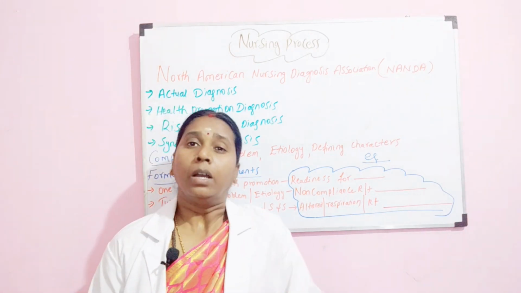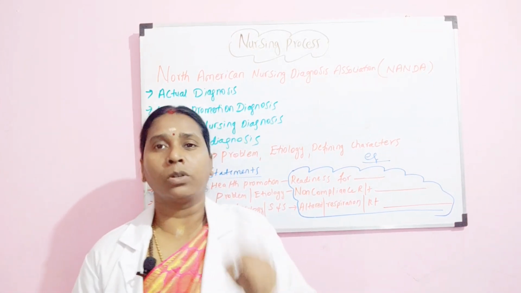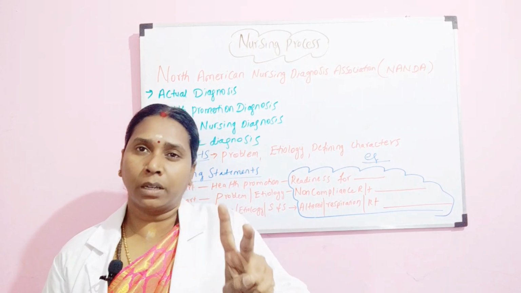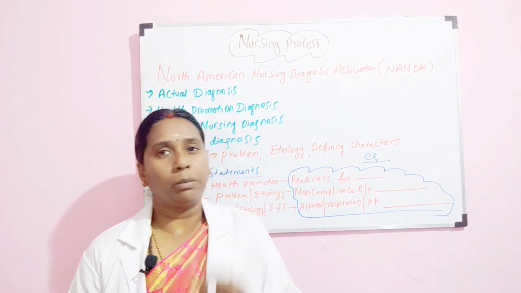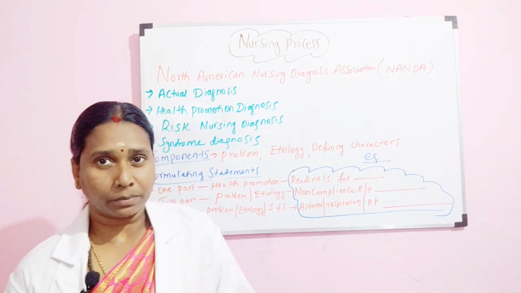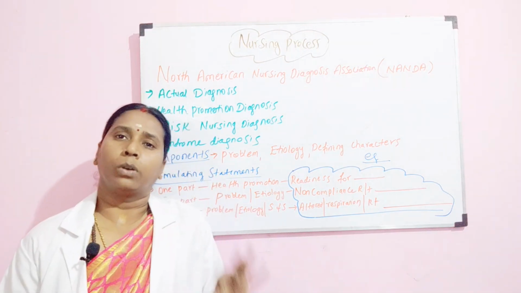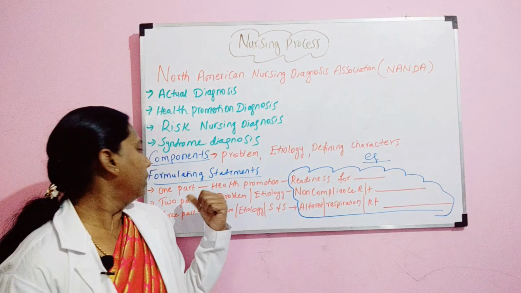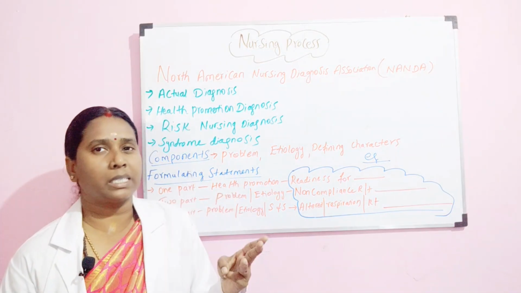So whenever you consider the nursing diagnosis, you have to remember 3 areas: problem, etiological factors, then the defining characteristics. These 3 will be present in all the NANDA nursing diagnoses. But when you come to the statement part, we have 3 types of statement: 1 part statement, 2 part statement and 3 part statement.